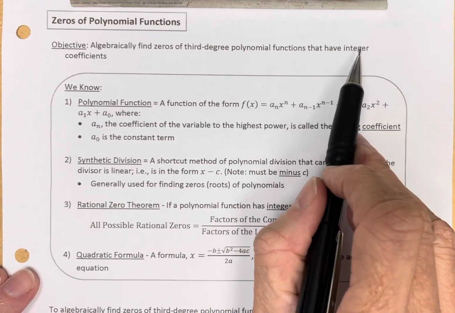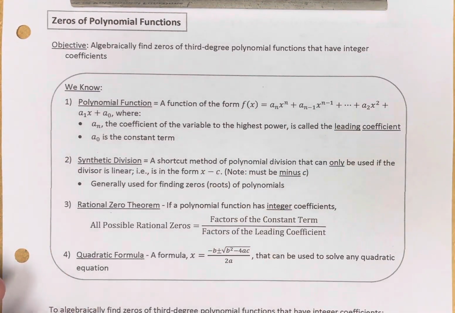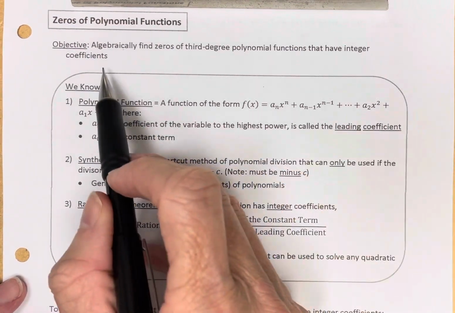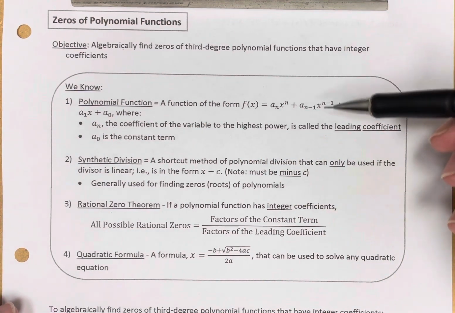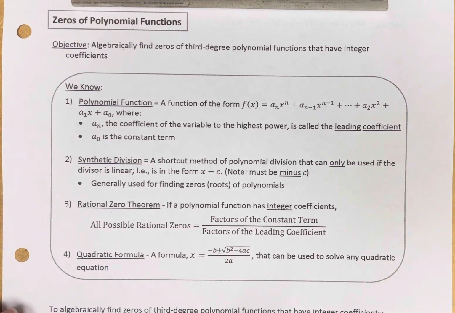And of course, they need to have integer coefficients because we're going to make use of the rational zero theorem to help us with this. So we need to have integer coefficients in our third degree polynomial. We know a lot of things. Let's go over those briefly.